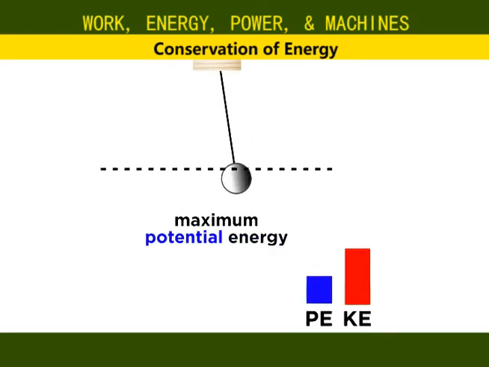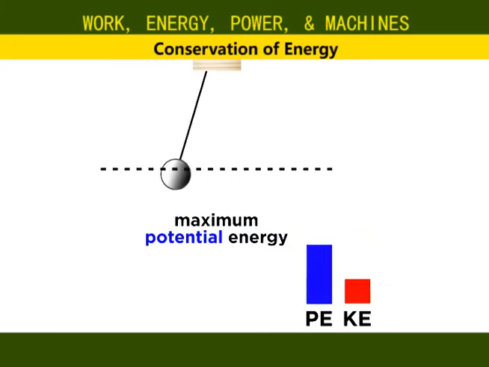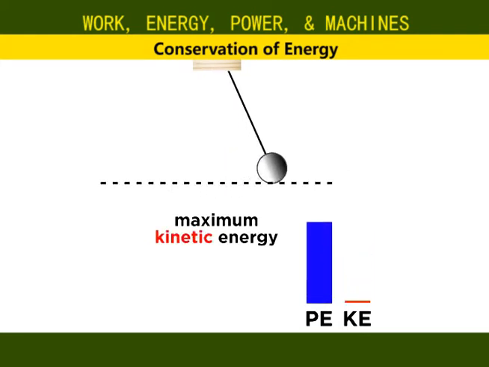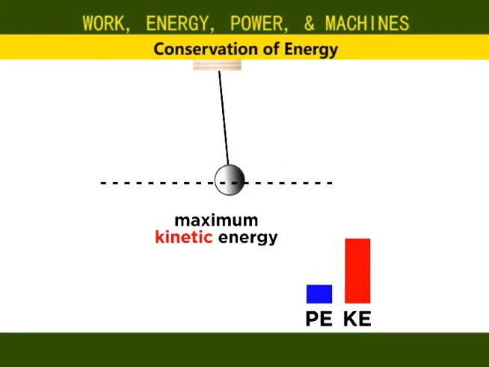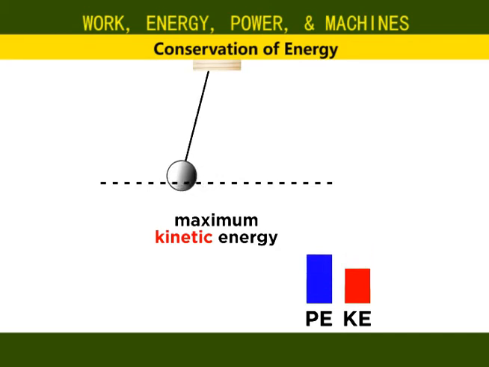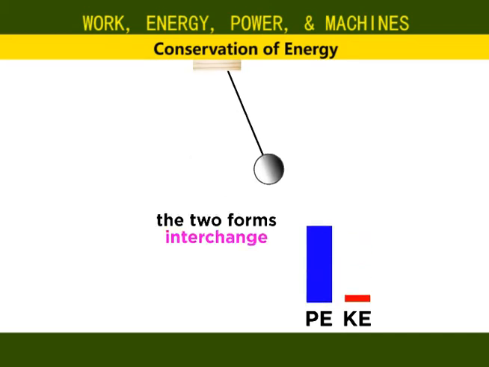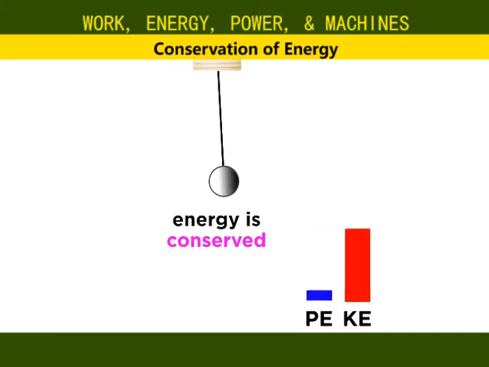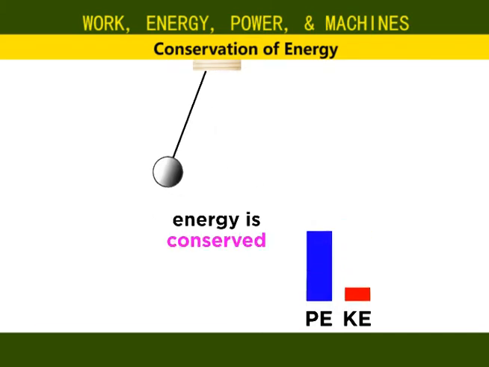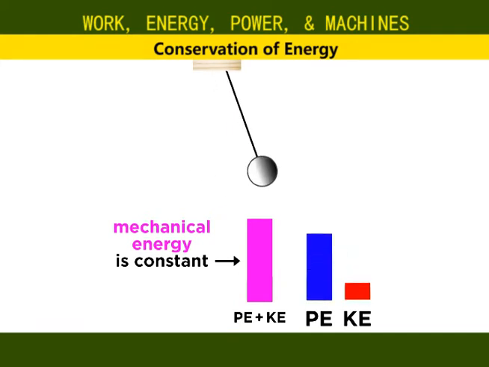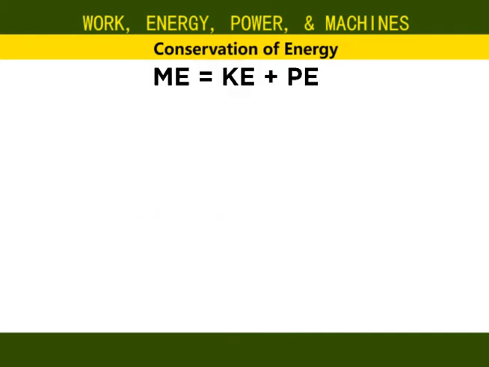At the top of the swing, the pendulum possesses its maximum potential energy and zero kinetic energy. At the very bottom of the swing, it possesses its minimum potential energy and maximum kinetic energy. As these two forms interchange again and again, there is conservation of energy, and the total mechanical energy, which is the sum of the two, is constant. This can be expressed using this equation.